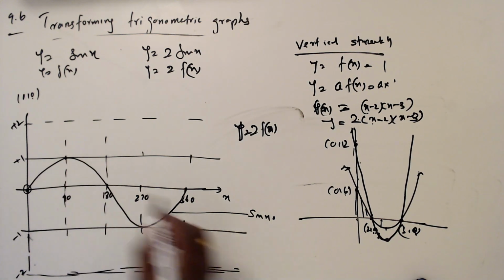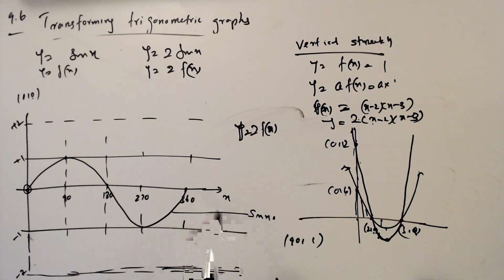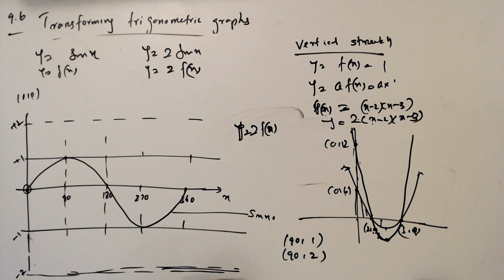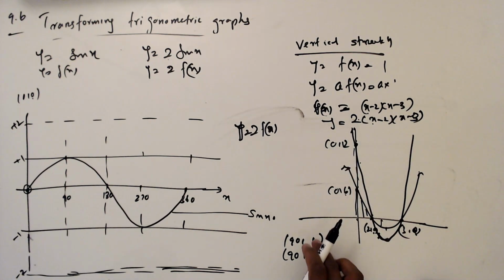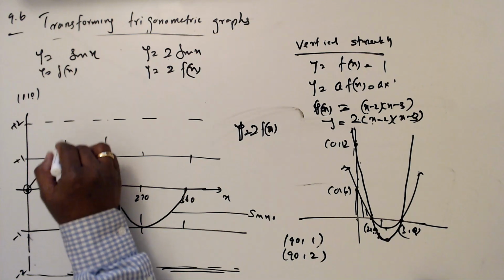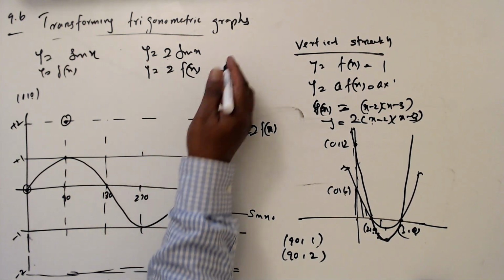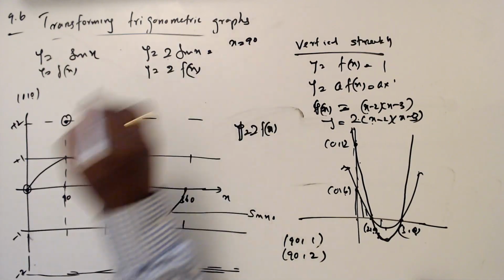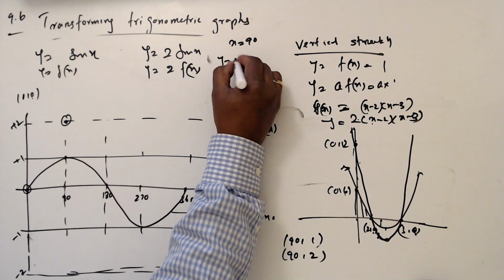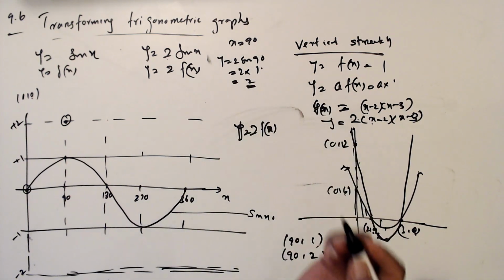What is this point? This point is (90, 1). Then this is 2 times, it means at 90 the y value will get doubled. Likewise, y value 1 doubled is 2. Then (90, 2). When it is 90, it is not 1 anymore, it is 2 here now. I can prove that from here as well. When x equals 90, y equals 2 times sin 90. 2 times sin 90 equals 2 times 1, it means 2.